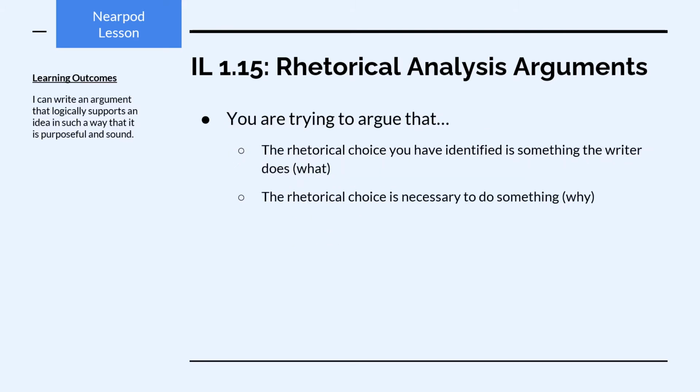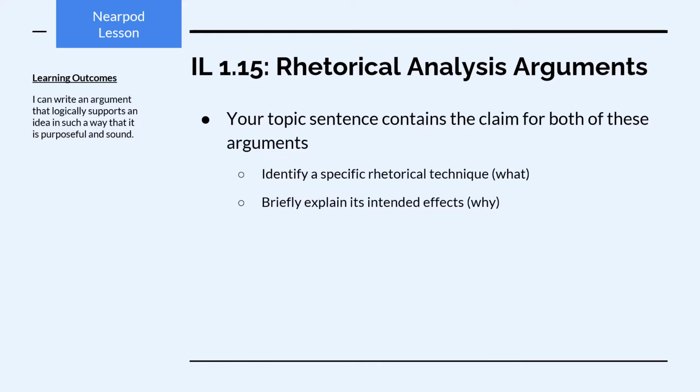Specifically, you're trying to argue that the rhetorical choice you have identified is something the writer does, and that the rhetorical choice is necessary in order for the writer to accomplish something. That's arguing the what and the why. And when you write a topic sentence in a rhetorical analysis essay correctly, your topic sentence should contain the claim for both of these arguments.